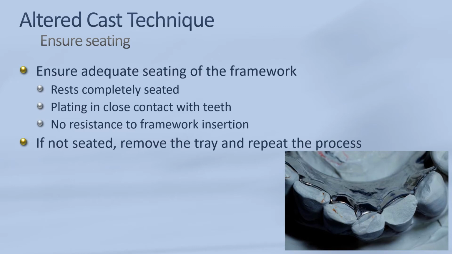Once the tray is attached to the metal framework, we need to try everything in the mouth and make sure that it will seat fully without any interferences. We need to ensure that the framework can seat fully, that the rest will completely seat, that the plating will be in close proximation with the teeth as seen on the photo on the lower right. If the denture is not seating fully, the tray should be removed and the process should be redone. Before redoing a new tray, we would want to ensure that the framework does seat well without the tray in position.